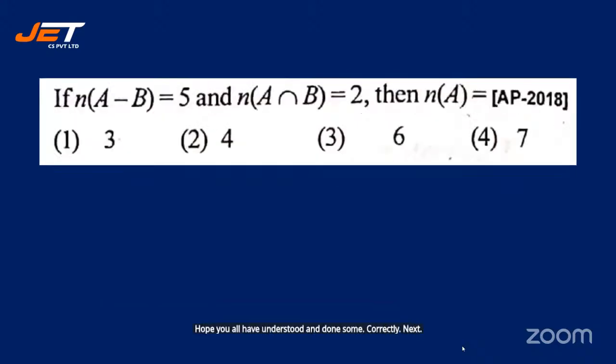Next, if n of A minus B is 5, n of A intersection B is 2, what is n of A? So this was asked in the year 2018. Is the option 3, 4, 6, 7? Quickly give me your answer, students.